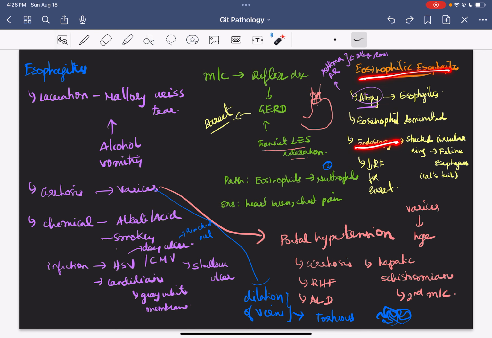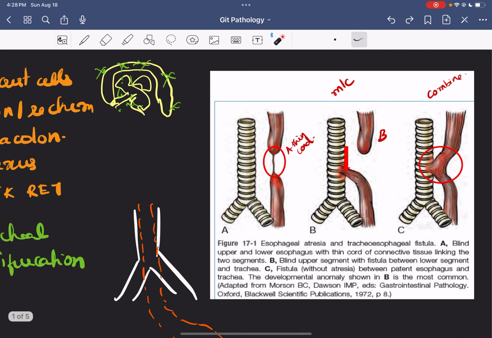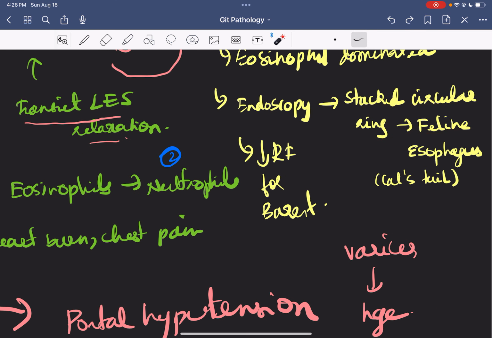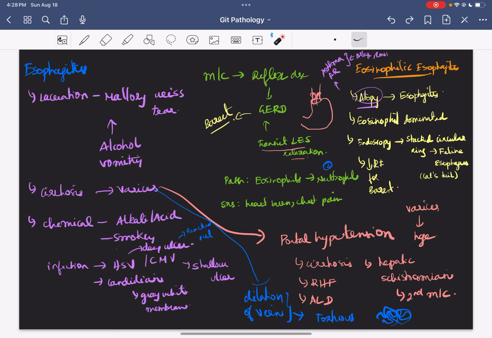And in endoscopy, in case of eosinophilic esophagitis, you will see stacked circular rings, which is called feline esophagus or cat's tail esophagus. This eosinophilic esophagitis is a decreased risk factor for Barrett's esophagus. So the chances of having Barrett's esophagus is more for GERD compared to eosinophilic esophagitis, decreased risk.